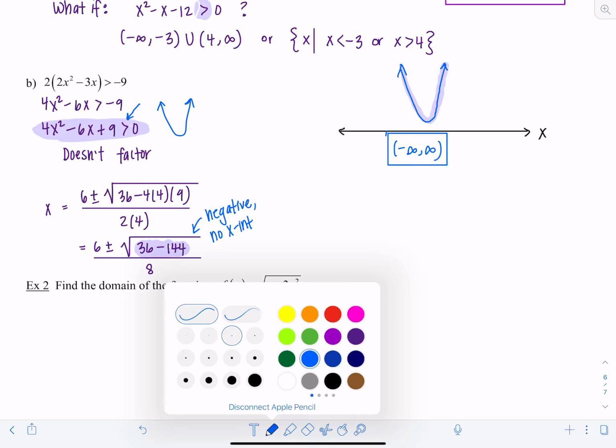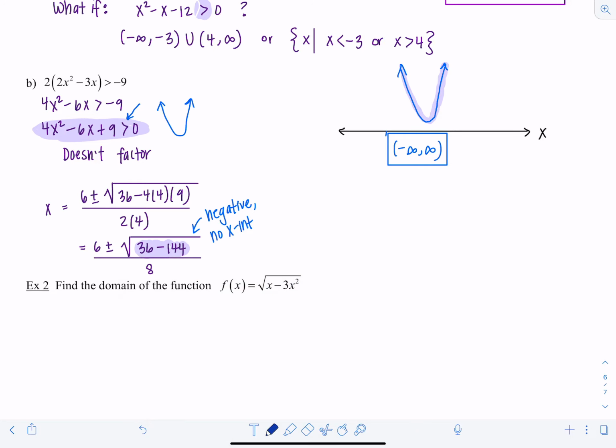Now, of course, I have to ask you a hypothetical situation. What if instead you had the same parabola, 4x squared plus 6x plus 9, but this time they want to know when is it less than 0? That means when is it below the x-axis? So what would you say there? When is this parabola below the x-axis? It never is, right? So there's no solution, or you could write out the empty set.